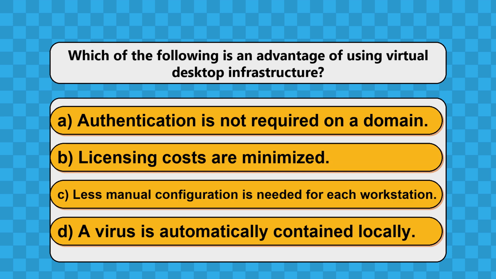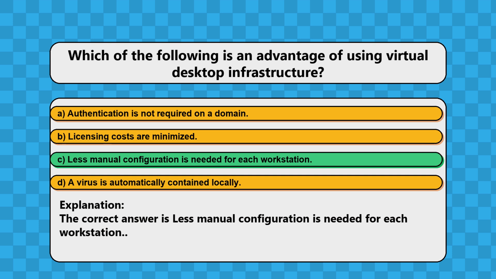Question 4. Which of the following is an advantage of using virtual desktop infrastructure? Option A, authentication is not required on a domain. Option B, licensing costs are minimized. Option C, less manual configuration is needed for each workstation. Option D, a virus is automatically contained locally. The correct answer is option C, less manual configuration is needed for each workstation.